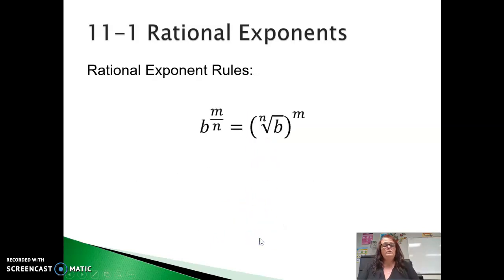So more rules. If I keep going a little deeper, I've got b to the power of m over n. So again, my numerator is my power and my denominator is my root. So you'll notice m is my power and n is the index of my root. Or I could have had the power inside the radical and the index on the outside. It doesn't matter if you do the root first and then the power, or if you do the power first and then the root.